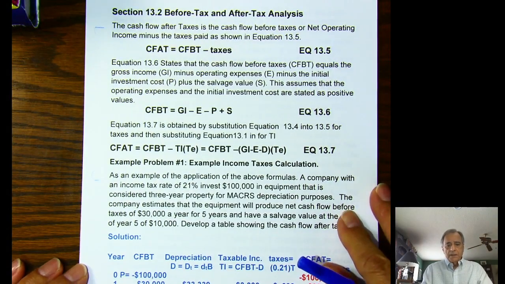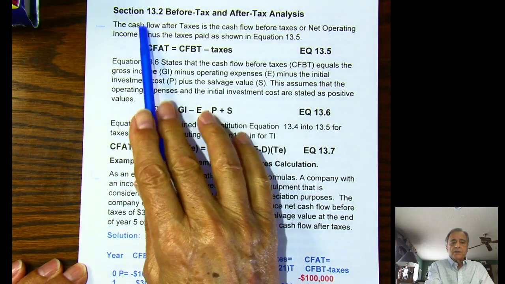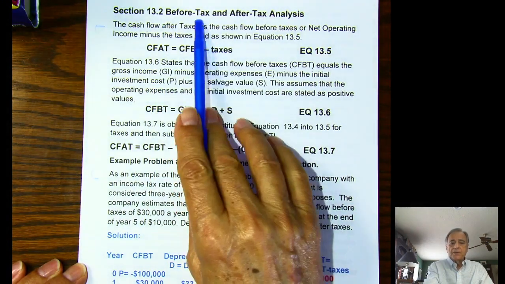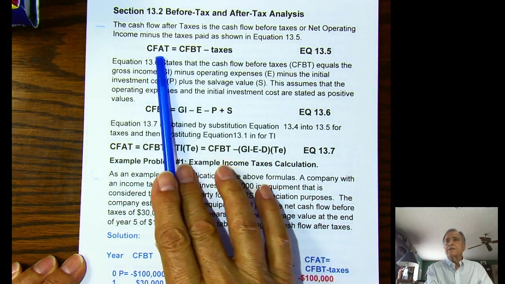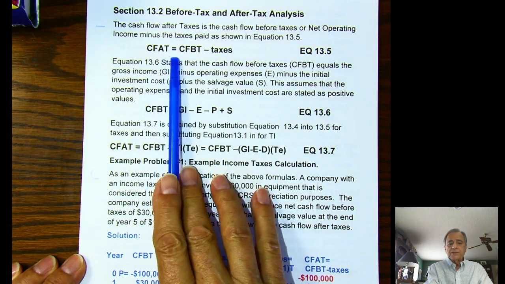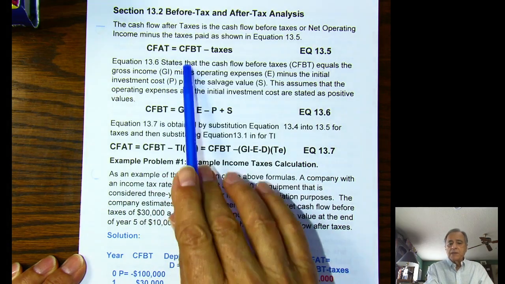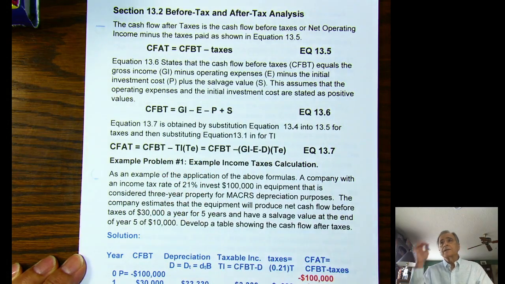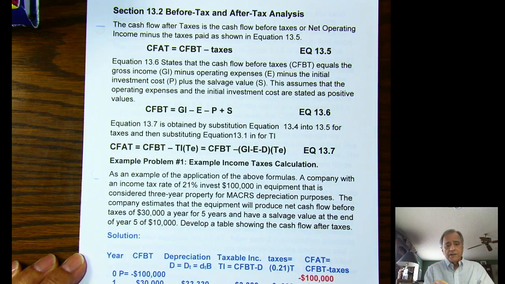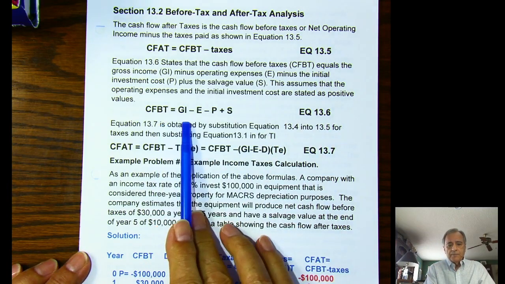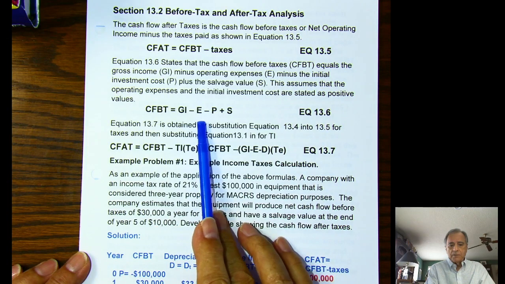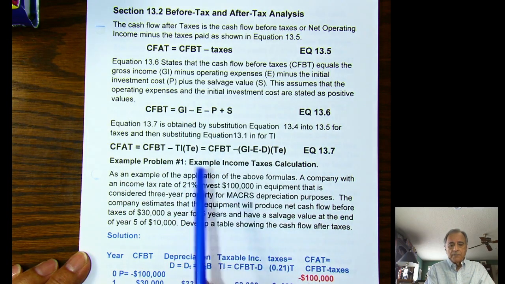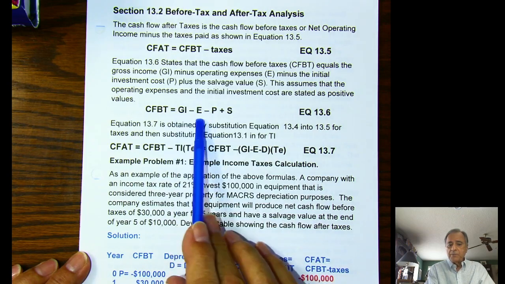The next thing we want to cover is section 13.2, which is before tax and after tax analysis. So the first equation says simply after tax cash flow equals cash flow before taxes minus the taxes. That's pretty simple. The cash flow before taxes equals the gross income minus expenses. Basically, that is the operating income, net operating income.